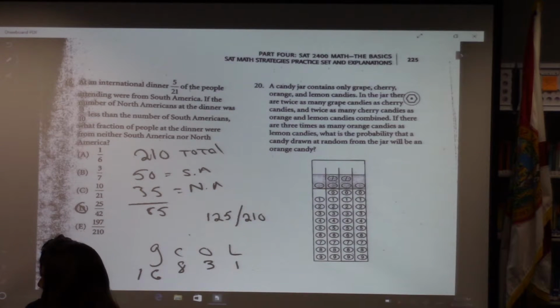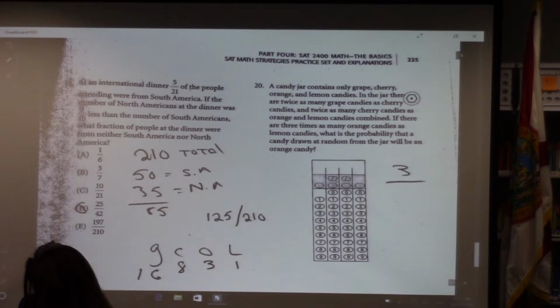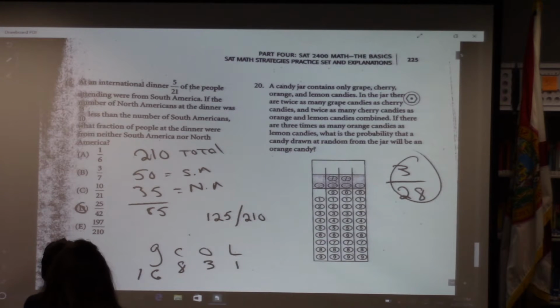Now we want to know what is the probability that it'll be orange. Well, probability is always what you're looking for over everything possible. So what we're looking for is orange. How many orange do we have? Out of everything possible, how many do we have total? 28. Beautiful. Right? 16 plus 8 plus 3 plus 1. So 3 over 28. Any questions on that?